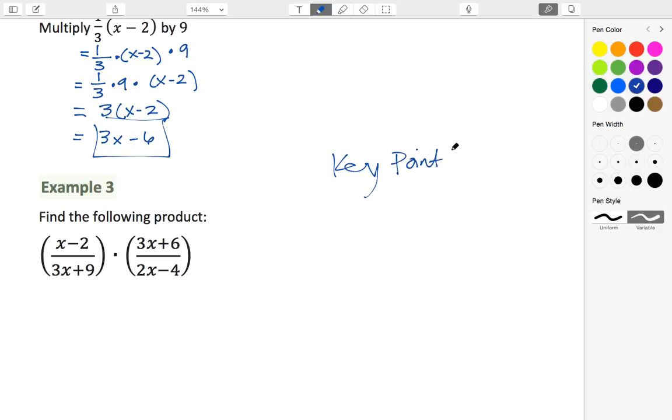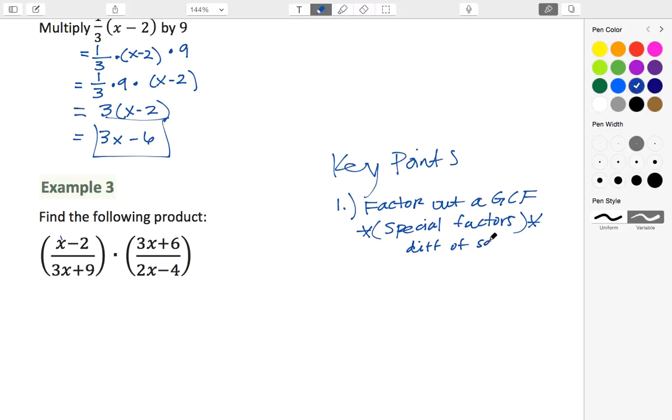Okay. Next one, we have some key points. Your key points here for these more complicated rational expressions are, first, you always want to factor out a GCF. Sometimes you may have to factor out special factors, such as difference of squares, sum of cubes, or difference of cubes. So just know that sometimes instead of a GCF, you want to check to see, do I have maybe a difference of squares, for example, or do I have a sum or difference of cubes, right? So not letting go of those key things.